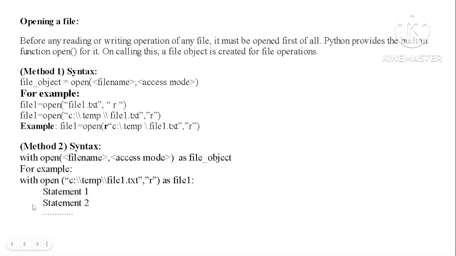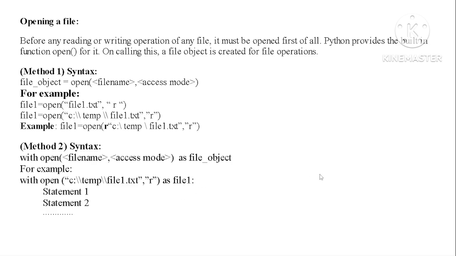When you use the second method, with open, below this the program should be written with indentation. A block of code is given with an indentation. Once that block of code gets over, Python will automatically close that file. You need not give a close syntax at all. That is the difference between these two. Otherwise, both will work the same. So here is an example. With open C:/temp/file1.txt, comma r as file1.